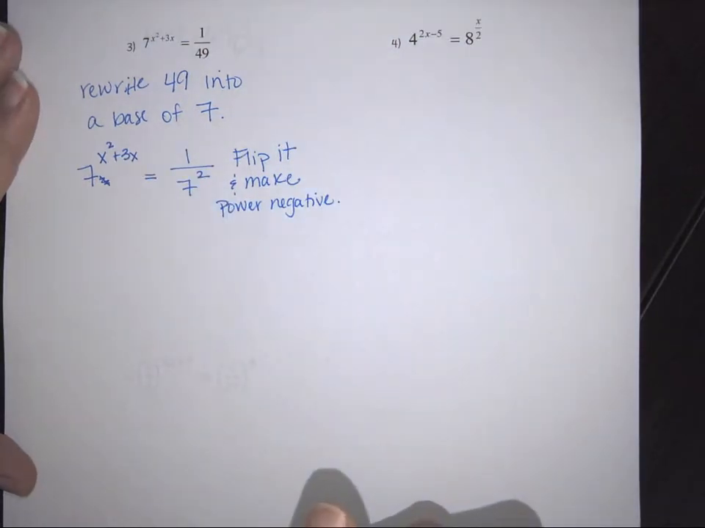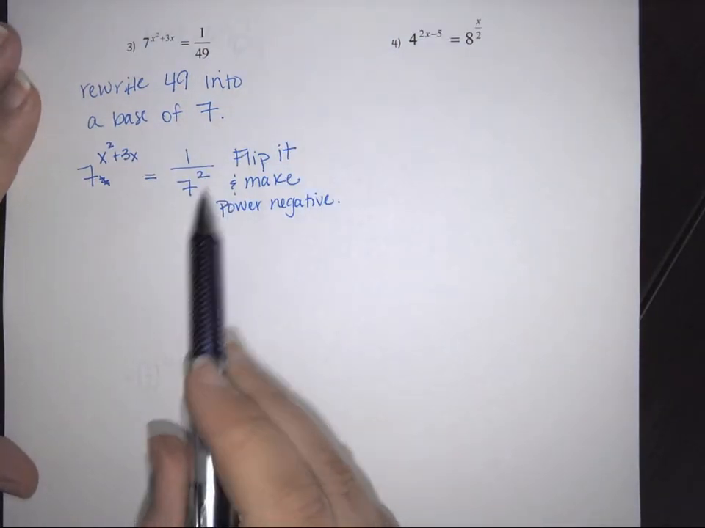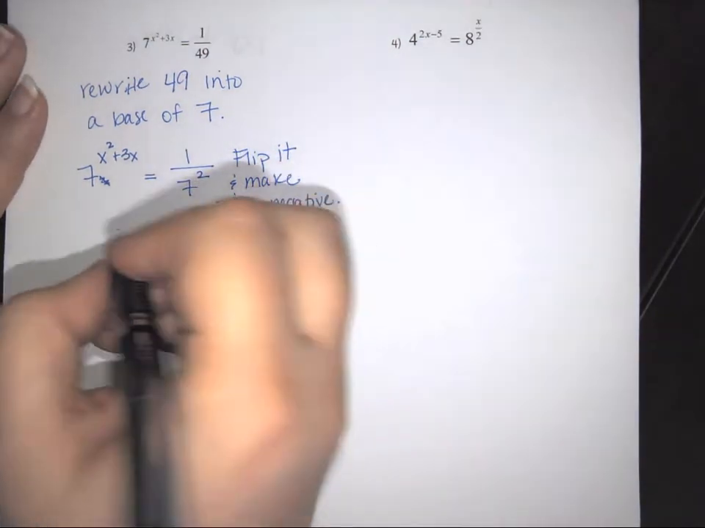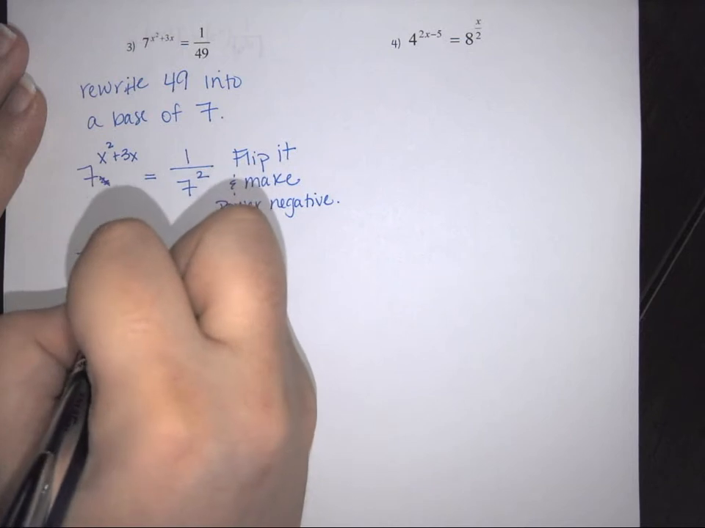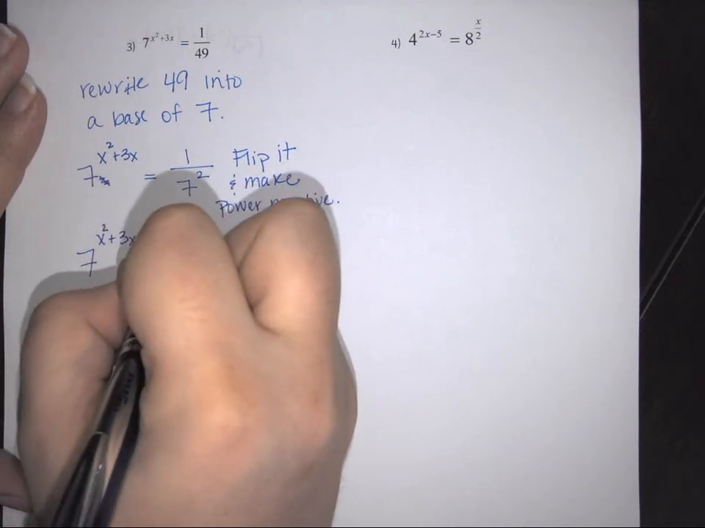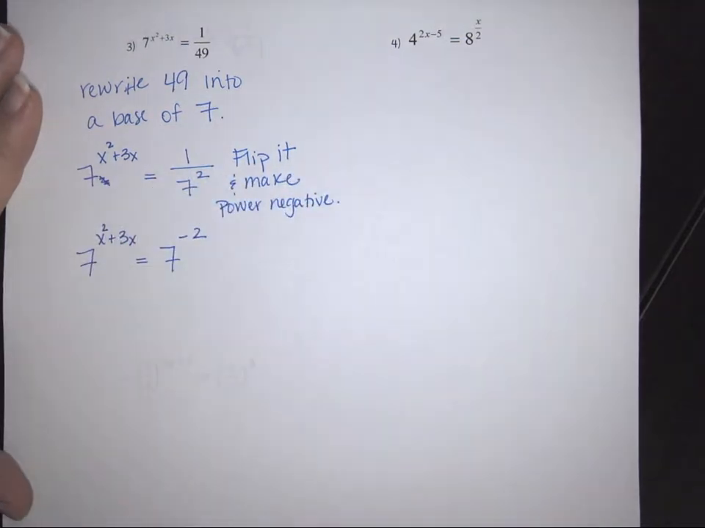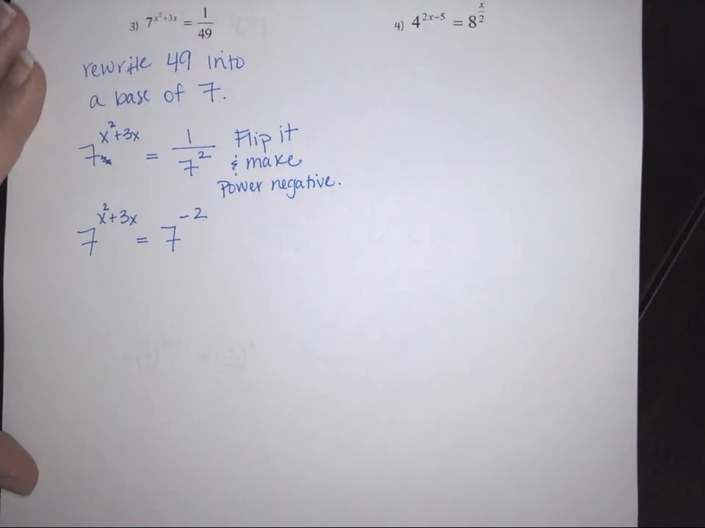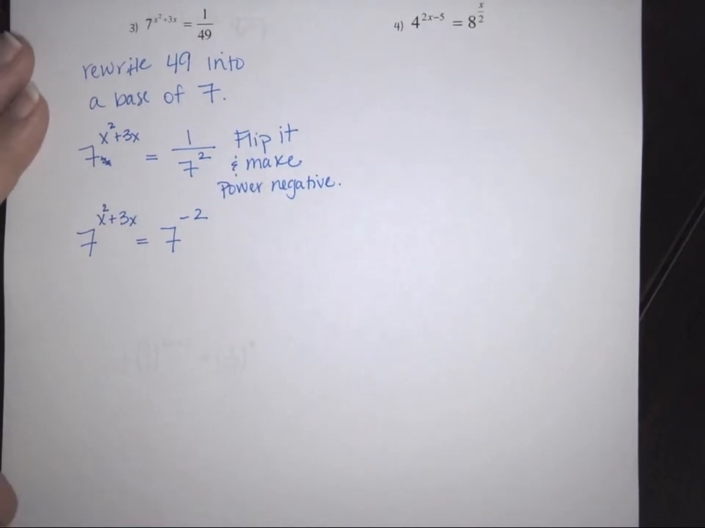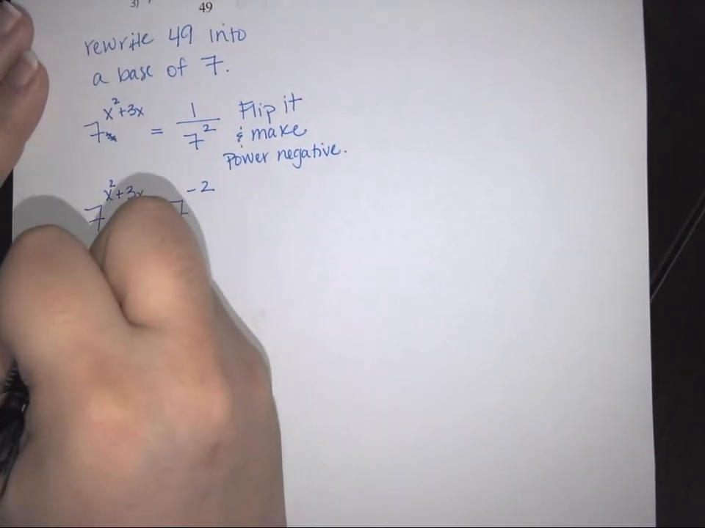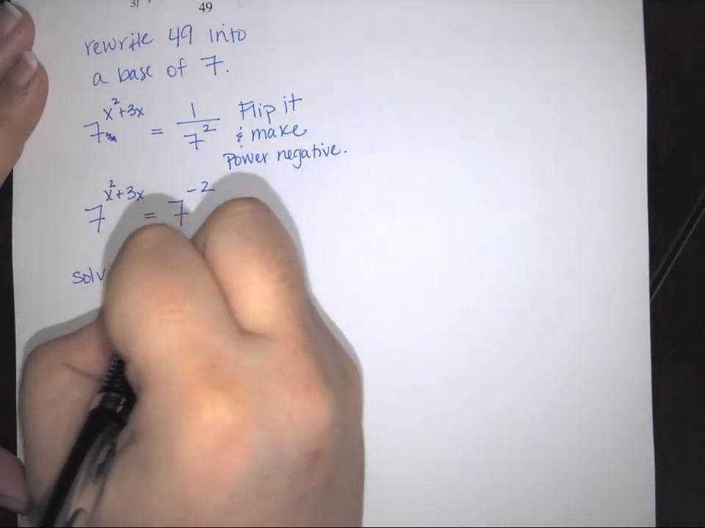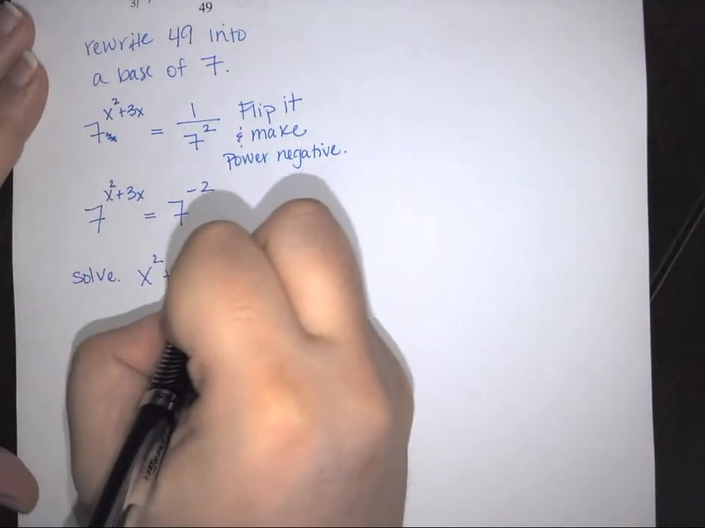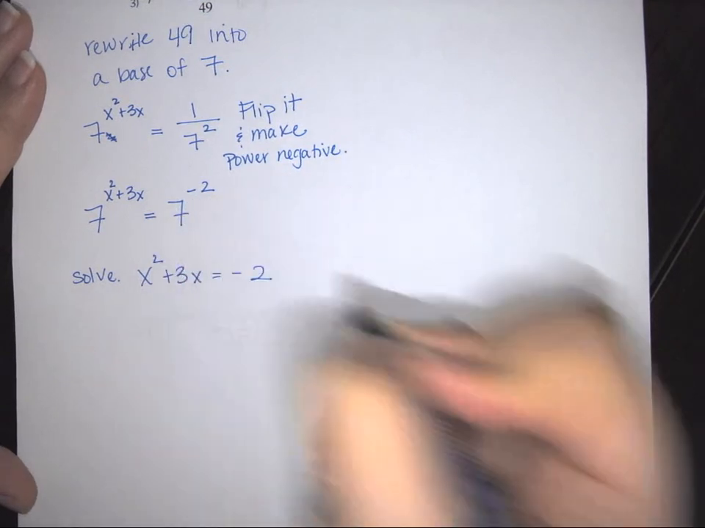In other words, you don't want it to stay in its fraction form. You need to have a base that has 7. So this becomes 7 to the x squared plus 3x is equal to 7 to the negative 2. Now my bases are the same, which means I can apply my rule, which says that I need to solve x squared plus 3x equals negative 2.